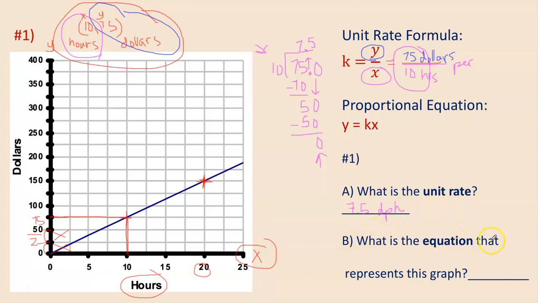And then part B, what is the equation that represents this graph? Well, we found k to be 7.5, so get rid of k, and instead of k, you're going to write 7.5. Now this is what I have a lot of kids do when they take their test for me. They write y equals 7.5, and then they say, oh, that's the equation. And they forget about the x. So just watch for that. Make sure you don't make that mistake. y equals 7.5x is the equation. So we found the unit rate, we found the equation.